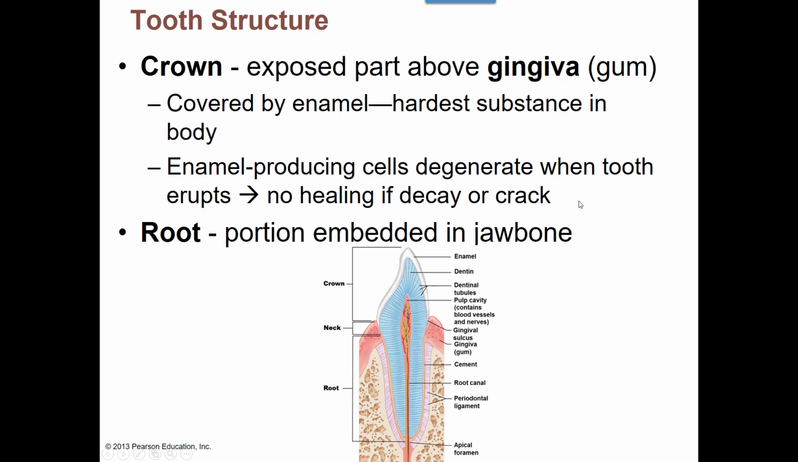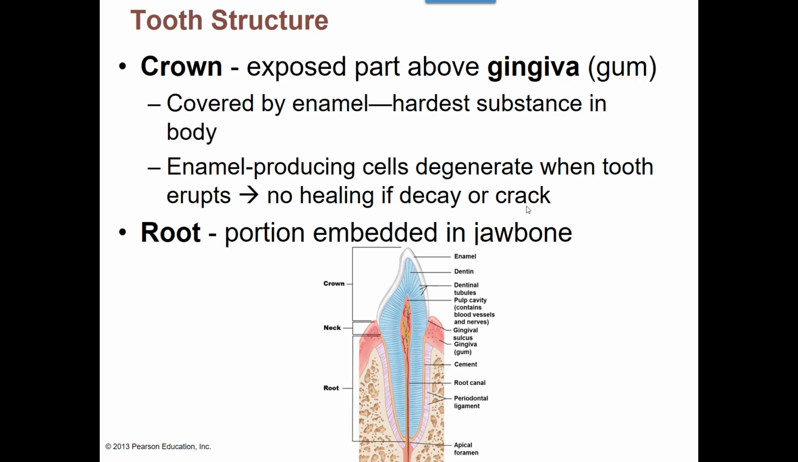Now, enamel producing cells will start to degenerate when your tooth erupts or comes through the gums, which means as soon as that tooth erupts out of the gums, whatever enamel is there, that's the only enamel that is there. So there is no healing. If you damage your enamel, it's permanently damaged. If it's cracked, it's done. You're going to have some type of dental office visit to try to repair it, but you yourself will never make more enamel once it erupts through the gums. Now, the part of the tooth that we can't see is the root.